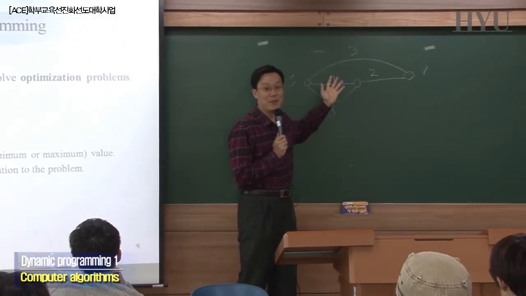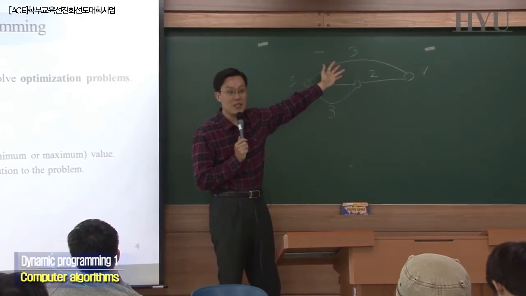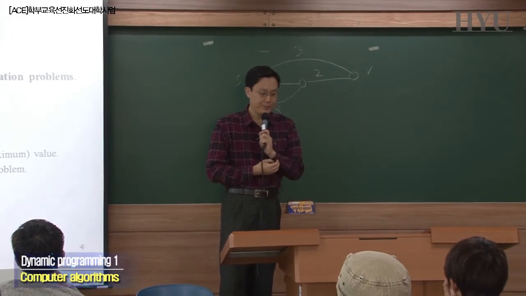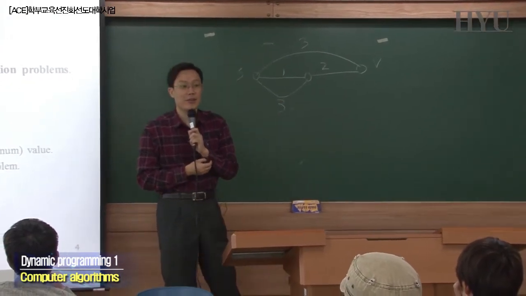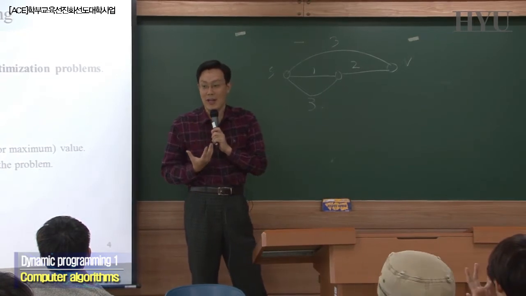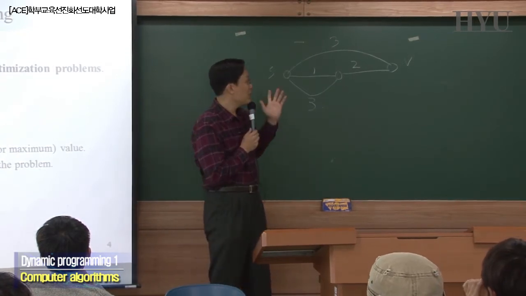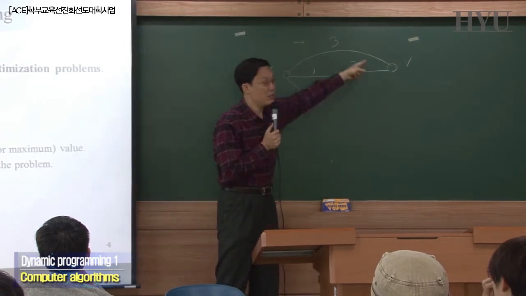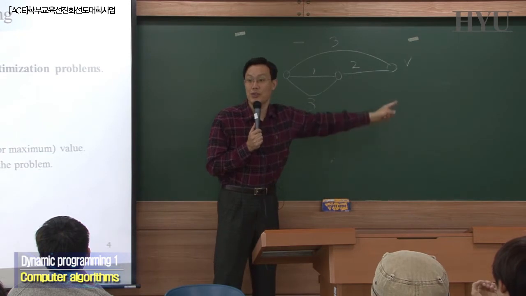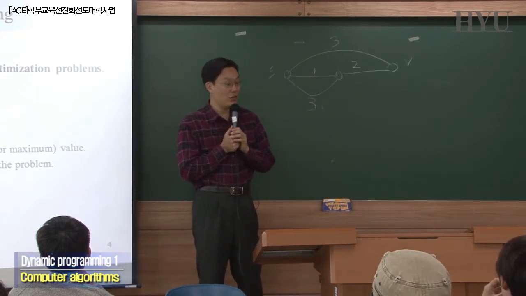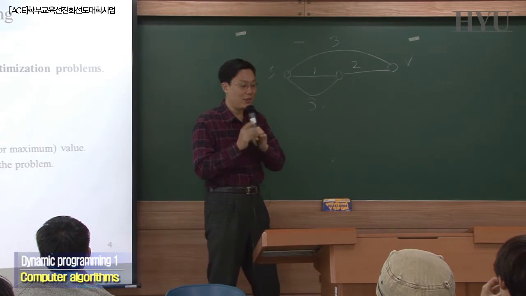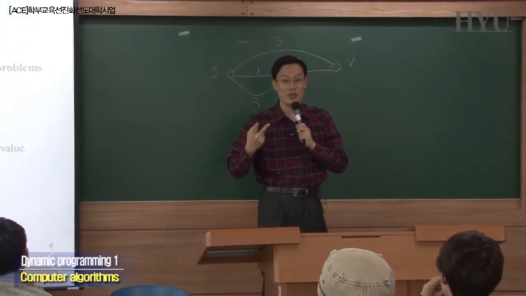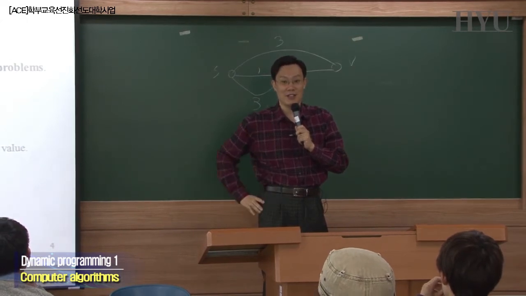Yes, what is the minimum? 3. Yes, in this case, 3 is the optimal value. And there are several solutions having that value. How many solutions are there? 2 solutions. Okay, so we know that there is only one optimal value, but there are several solutions satisfying that. Okay?